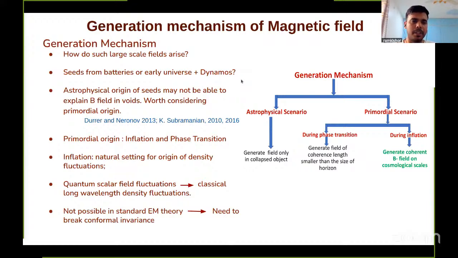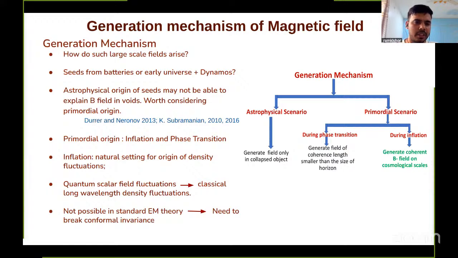They can be well explained by, let's say, once the structures start forming, there can be some seed field generated during the structure formation, and later amplified by something called a dynamo, which converts some of the kinetic energy to magnetic energy, and can explain the presence of this microgauss-level magnetic field in collapsed objects or structures like galaxies and galaxy clusters.